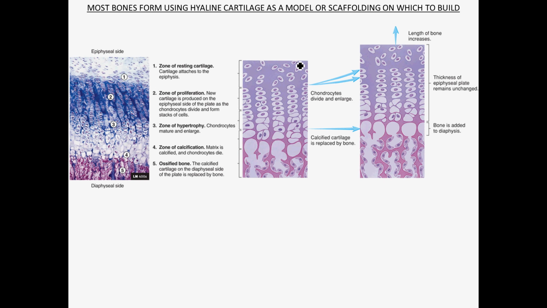And then there's this process of ossification. So most bones form using hyaline cartilage as a model or a scaffolding on which to build the bone. So what we see here is a light micrograph of what's happening in the cartilage, and then the ossification of the bone down here. So this up here, this zone of resting cartilage, is number 1. This zone of proliferation is number 2. Number 3 is this hypertrophy area. Number 4 is the calcification area, and number 5 is the ossified bone.